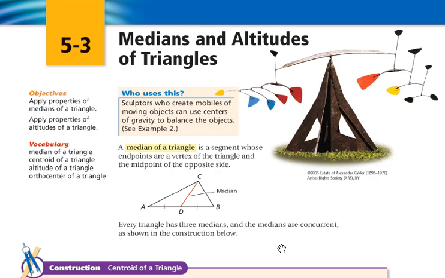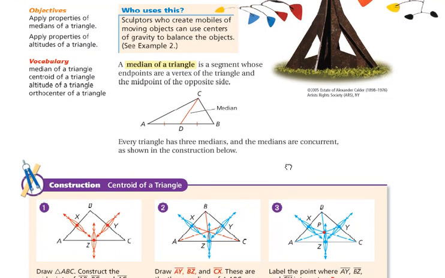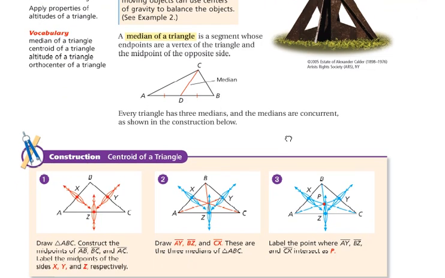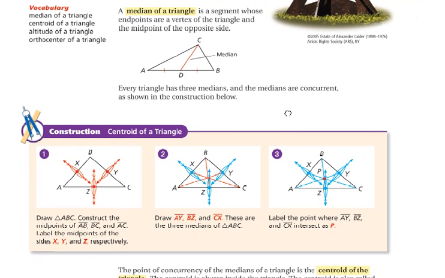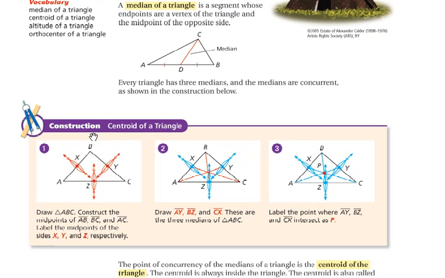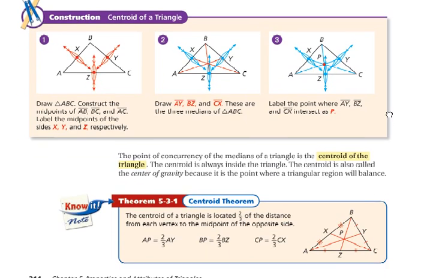Now, of course, we have three angles, three sides of a triangle, and so we end up really with three medians of a triangle, and that's what we want to look at next. There's a construction that you can kind of read through here. Basically, we're finding the midpoint of each side, and then what we're drawing is a segment from the vertex to those midpoints, and what we're looking at is this point where all three of those lines meet. We're going to label that point P.